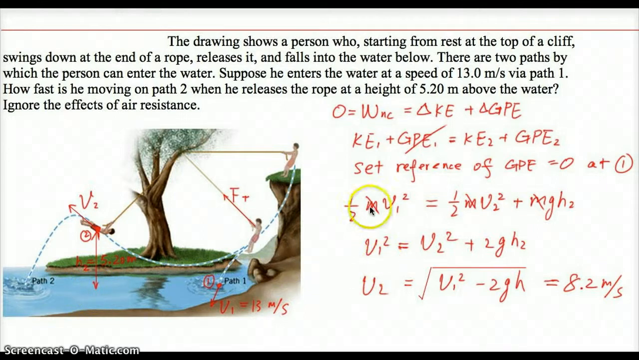And then you can see we cancel the m, and then we multiply by 2 on both sides of the equation. So we get v1 squared equals v2 squared plus 2 g h2. And then just isolate v2, take a square root, and you can see this actually looks very familiar to the kinematics equation. Okay, and in fact that's true. And then we just plug everything in. I forgot to put an h2 here. It's supposed to be h2, which is 5.2 meters. Plugging in and calculating, we get 8.2 meters per second.